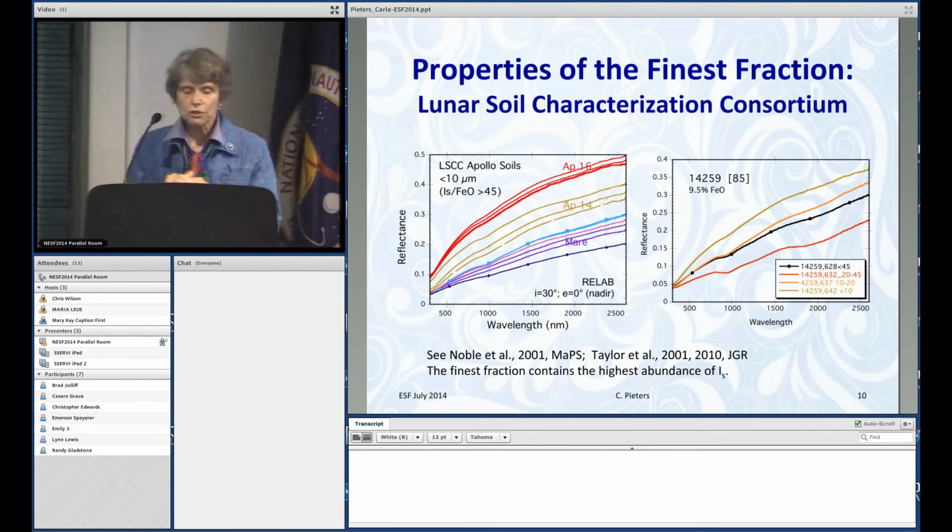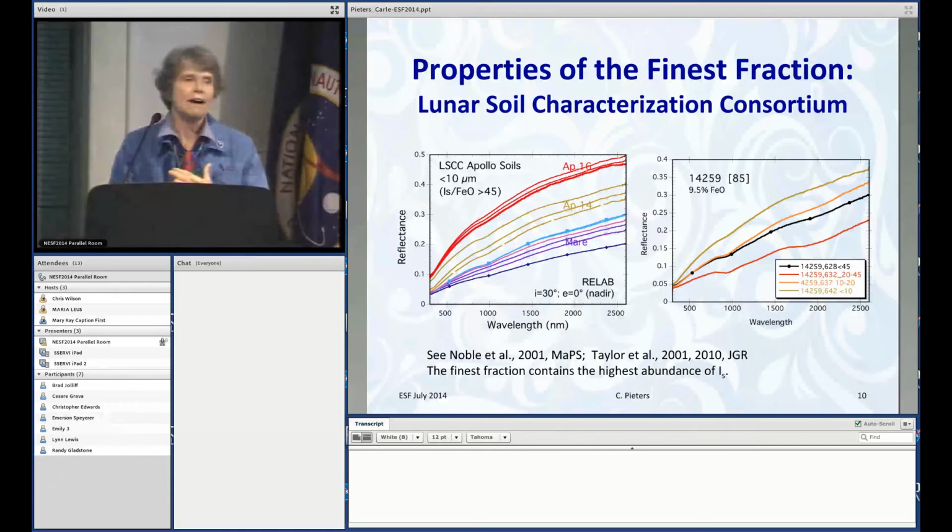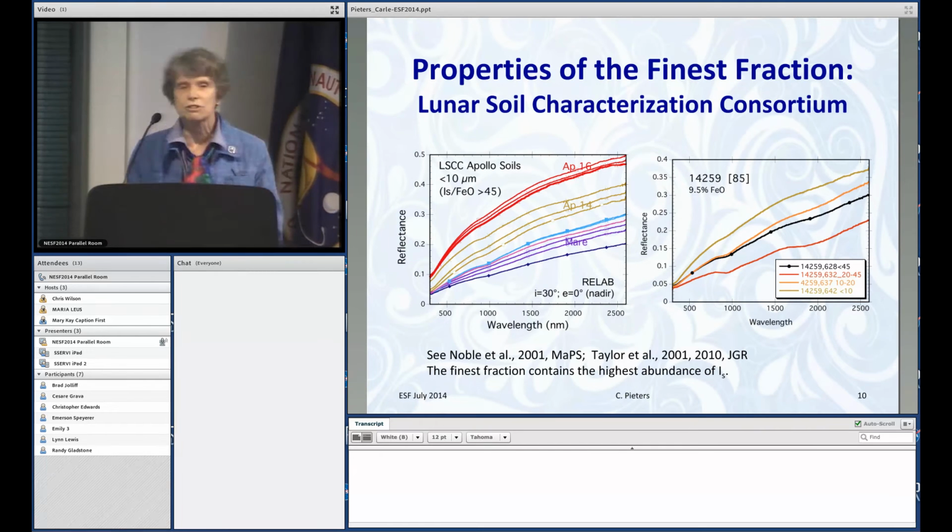Okay, quick review of some of the finest fraction of the soils. We have a suite of these that are well measured. We have the composition, the mineralogy, the spectroscopy. They have a very well-defined pattern.